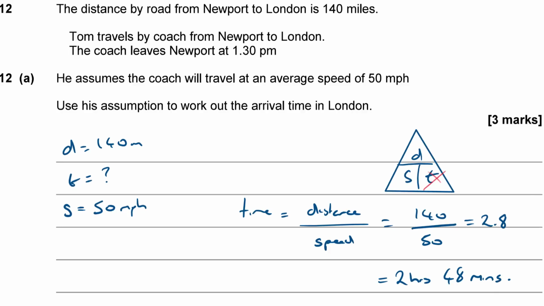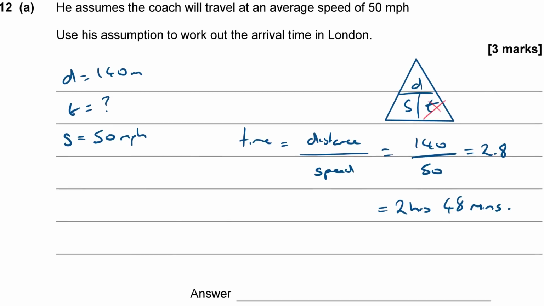Okay, so if we remember, we left Newport at 1:30 p.m. So if we're traveling for 2 hours and 48 minutes, I'm going to have to add that time on, aren't I? So 1:30, 2:30, 3:30. 30 minutes takes me up to 4 o'clock, and then I've got another 18 minutes to add on. So that's 4:18, isn't it? So 4:18 p.m.